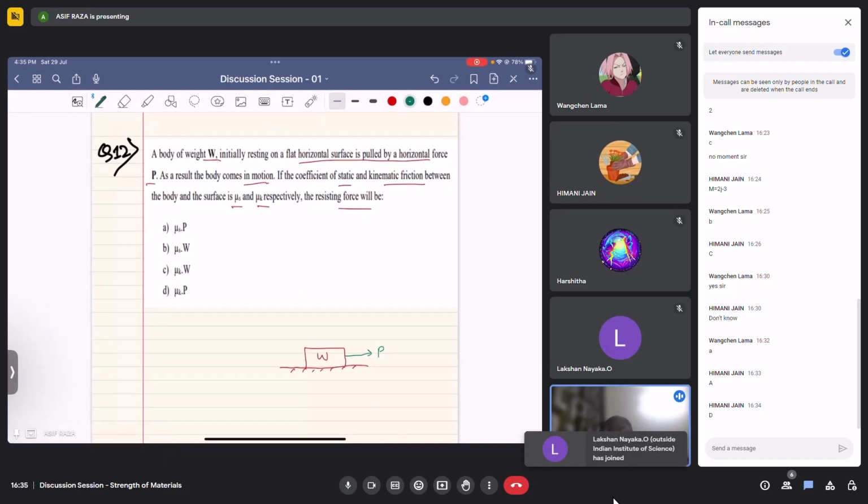As a result, the body comes in motion. So we need to find the resisting force. Okay, so when is it in motion? There would be a resisting force developing, right? Friction force F. So we need to find what this friction force is.